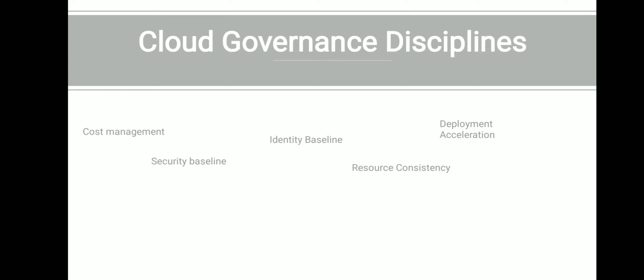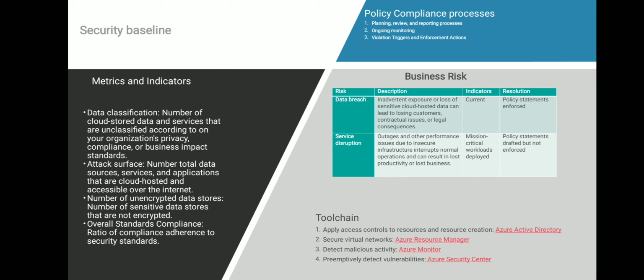I'm not going to go through this as I kept this slide as a refresher so that you know we are talking about the security baseline. Cost management we covered in the previous one, and next we are going to talk about the security baseline. Okay, so let's get into that. There are four different areas when it comes to security baseline. We need to look at the business risk, the metrics and indicators, the compliance processes, and the tool chain.